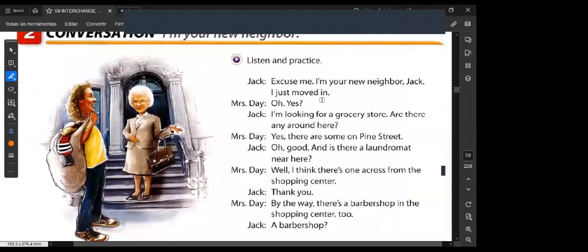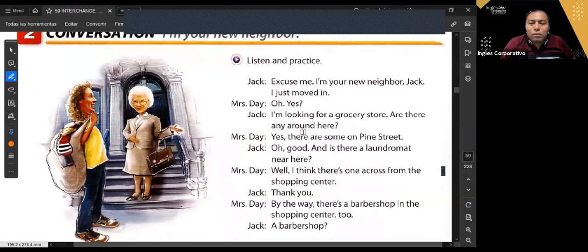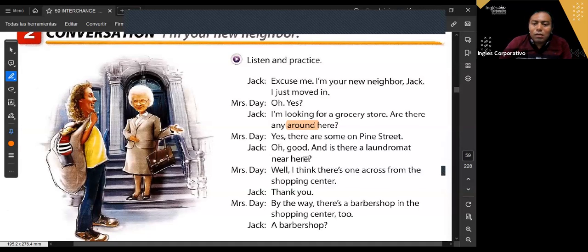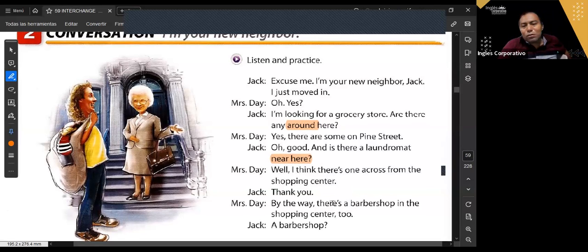I just moved in, right? I just moved in. Okay, oh yes. Okay, are there any around here, right? Around. Yes, there are some on Pine Street. Oh good. And is there a laundromat near here? Well, I think there is one across from the shopping center. You can say shopping center or shopping center, right? Those who talk with family or friends, or the younger ones, say center, shopping center.